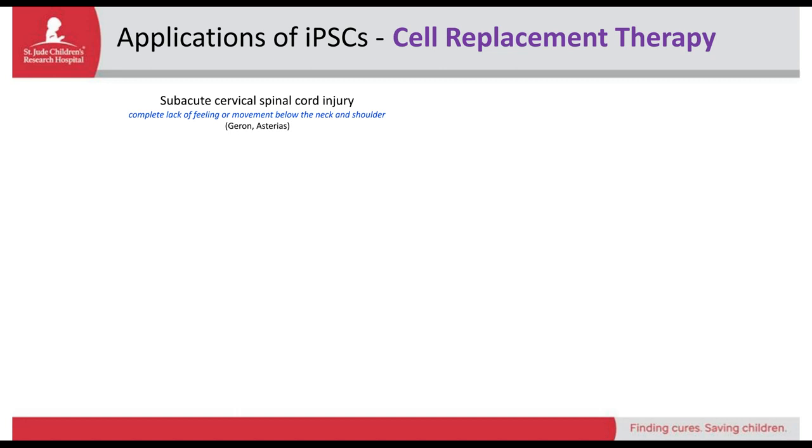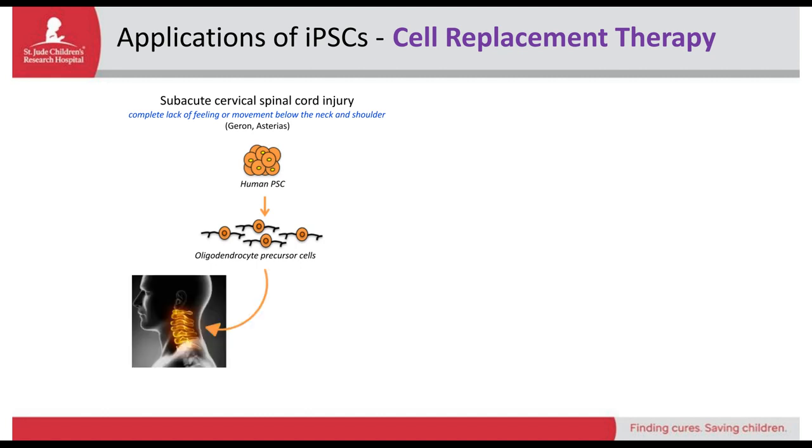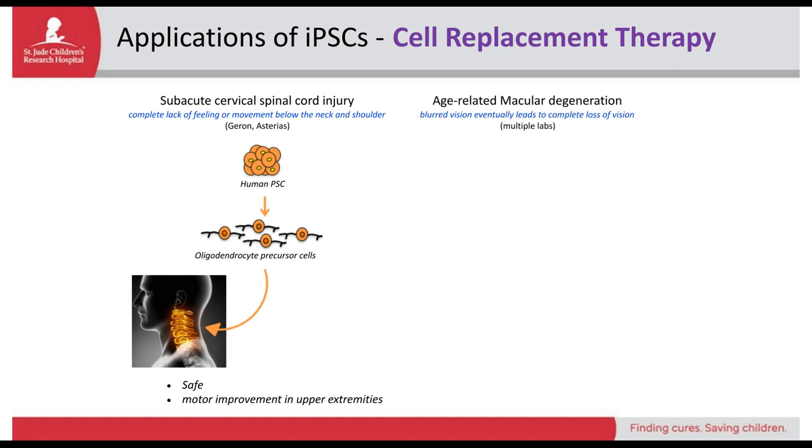This trial was started by Geron and continued on by Asterias. So what they did was they took human pluripotent stem cells and differentiated them into oligodendrocyte precursor cells, which were then transplanted into the cervical spinal cord, right above the site of injury. And in this trial, the data released last year basically shows that this therapy is safe. No adverse effects were reported in any of the participants, and some participants also reported improvement in their motor skills in their upper extremities. The second ongoing trial for cell replacement therapy is from pluripotent stem cells.